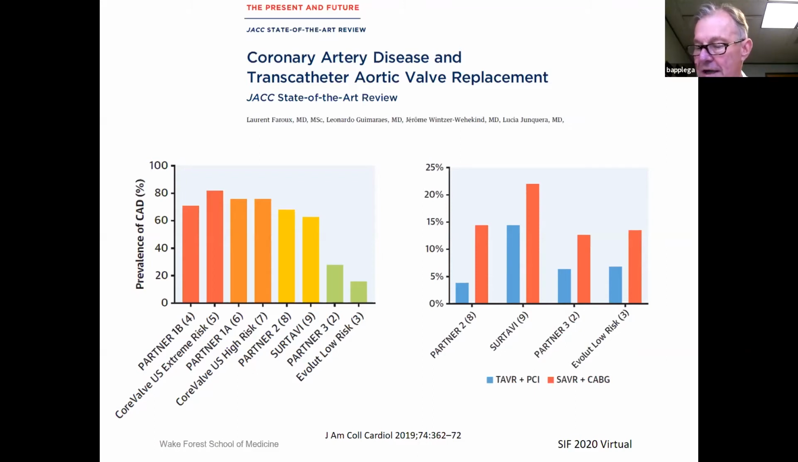On the right-hand side of the slide, we see the incidence of revascularization from recent TAVR clinical trials. The incidence of revascularization was substantially less than the prevalence of significant coronary artery disease, indicating that the mere presence of significant CAD was not the sole basis for performing revascularization in these trial patients.